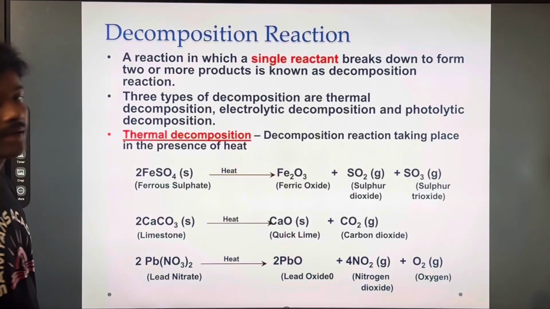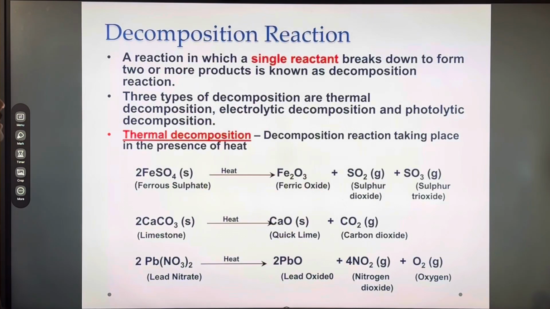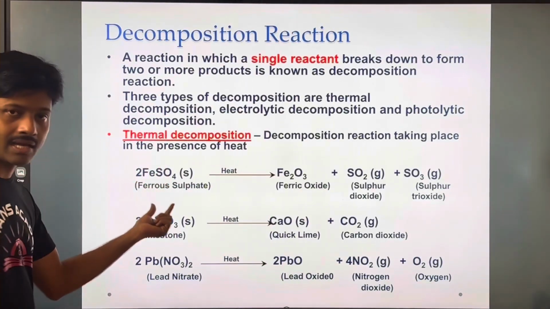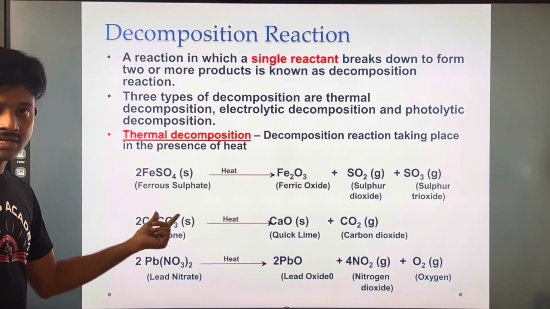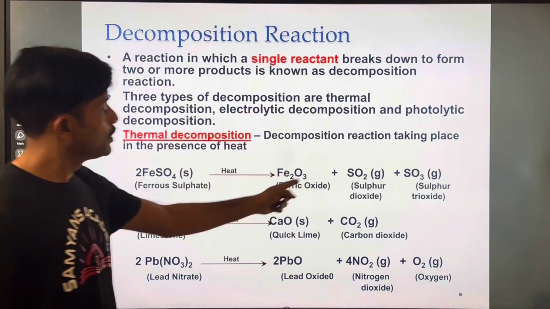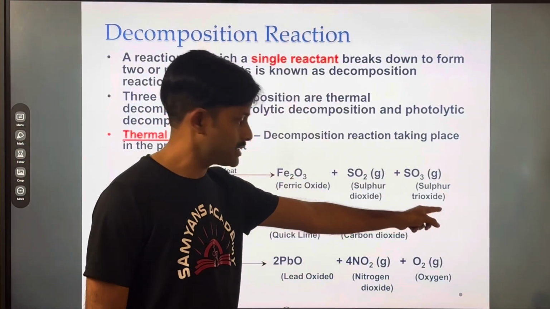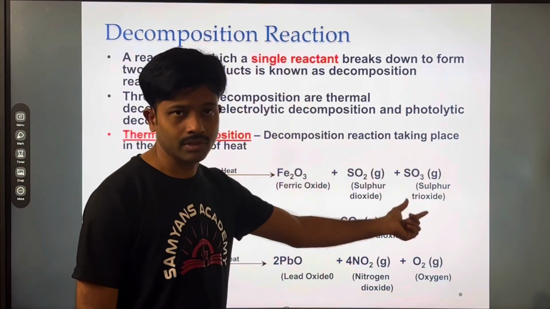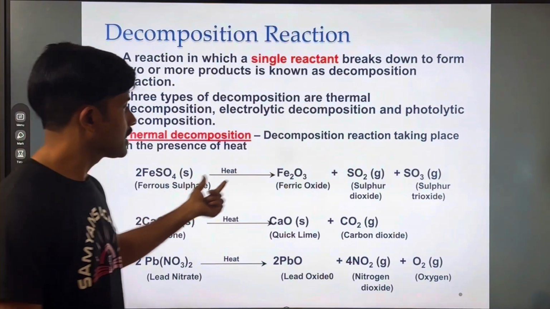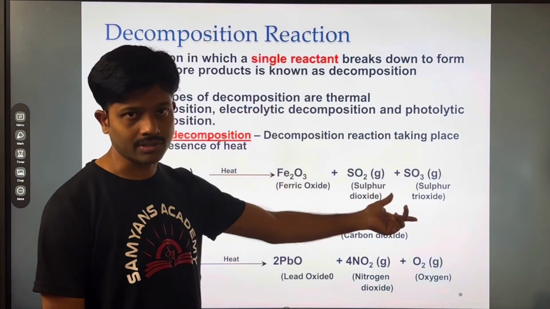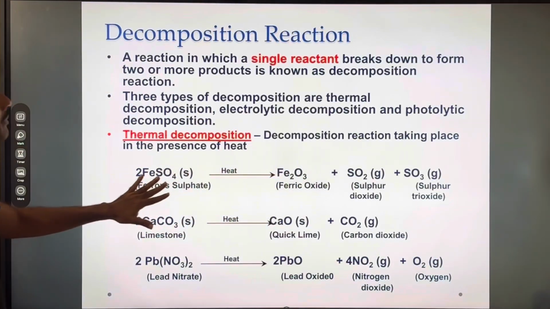Now you see decomposition reactions here. A reaction in which a single reactant breaks down into two or more products is known as a decomposition reaction. Observe this reaction. Here iron sulfate is a single reactant, and when you give heat, it decomposes into two or three substances. It forms Fe2O3, SO2, and SO3. This single substance is converted into two or more substances, which is called a decomposition reaction.